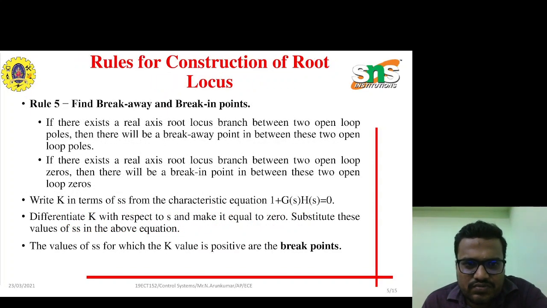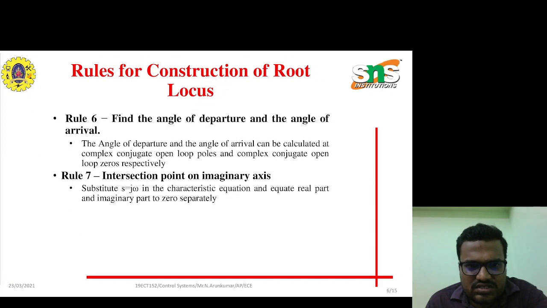The next point is rule 5: find the breakaway and break-in points. We have already discussed the sum of poles and sum of zeros in the centroid point. Apart from the centroid point, we look at how the root locus is framed. The root locus breaks away based on the poles and zeros. That point will be based on the angle, and it will be noted in the diagram.